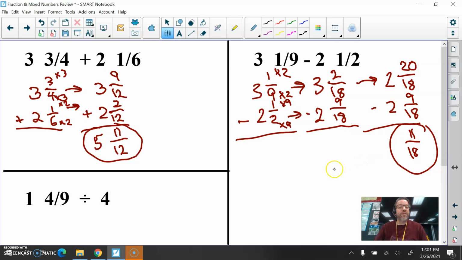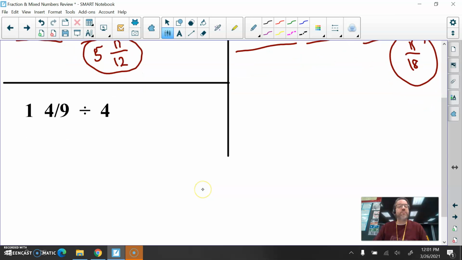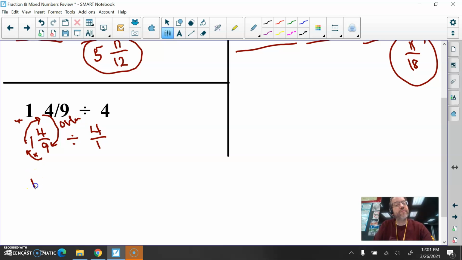One more example. We have 1 4/9 divided by 4. So what I need to do here is, first of all, I don't want any mixed numbers. It's a division problem. Whenever we multiply or divide, we write all of our mixed numbers, all of our whole numbers as improper fractions. So anyway, let me rewrite this. 1 4/9. It'll make it easier when I go around the horn. Divided by 4 over 1, which is how you write a whole number as a fraction. Just put it over 1. Now, 9 times 1 is 9, plus 4 is 13. Put that over our denominator of 9.